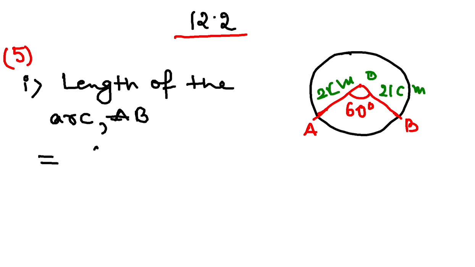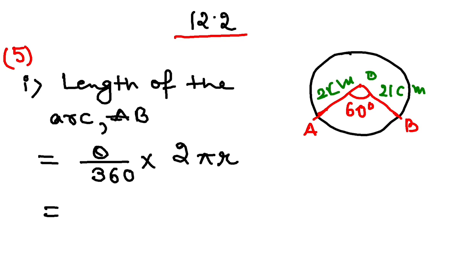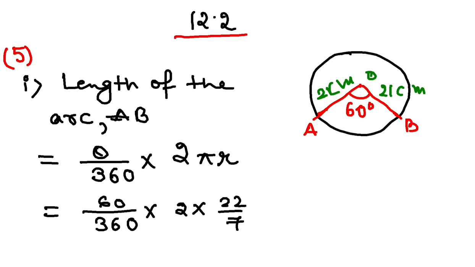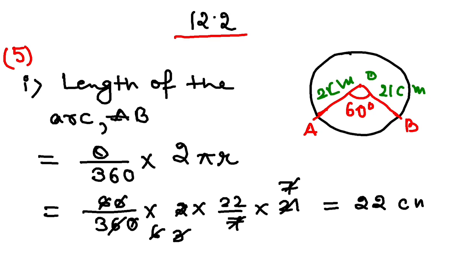Formula is theta by 360 into total circumference of the circle, which is 2 pi r. So what is your theta? At the center 60. So 60 by 360 into 2, pi is 22 by 7, and radius of the circle is of course 21. So cancellation: 6, this is 3, 7, 7, 7 cancel. So 22 centimeter. So this is the first part of the question. Length of the arc AB is 22 centimeter.